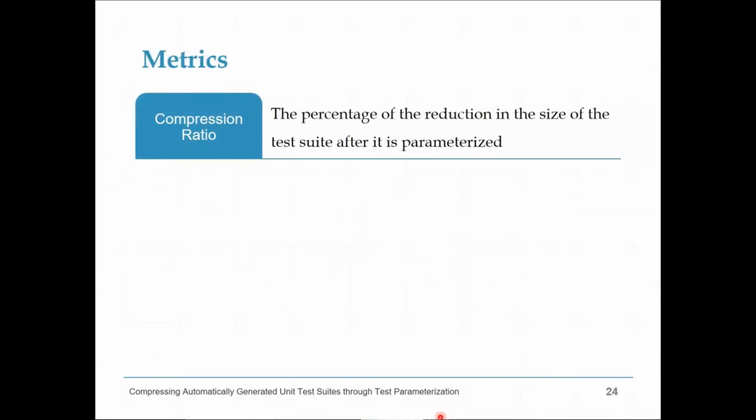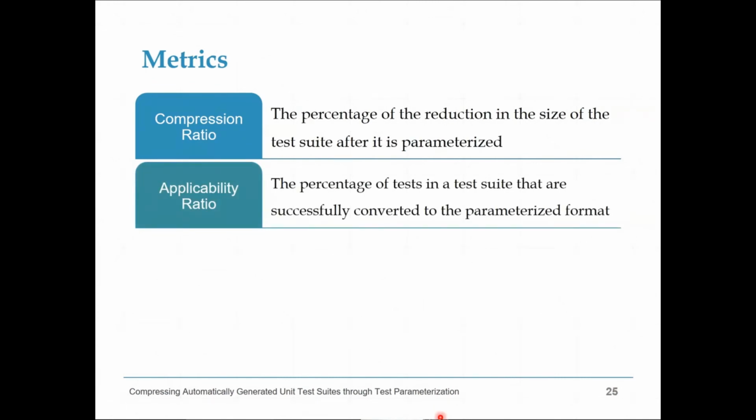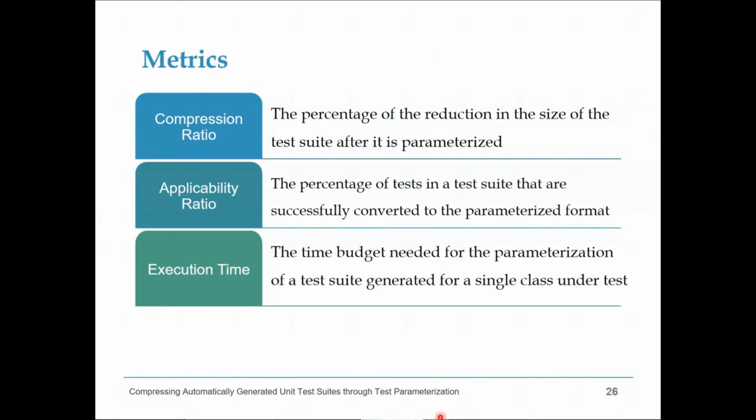For the evaluation, we used 3 metrics. The first one was compression ratio, that is the percentage of the reduction in the size of the test suite after it is parameterized. The second one was applicability ratio, that is the percentage of tests in the test suite that are successfully converted to the parameterized format. And the last one was execution time, that is the time budget needed for the parameterization of a test suite generated for a single class under test.